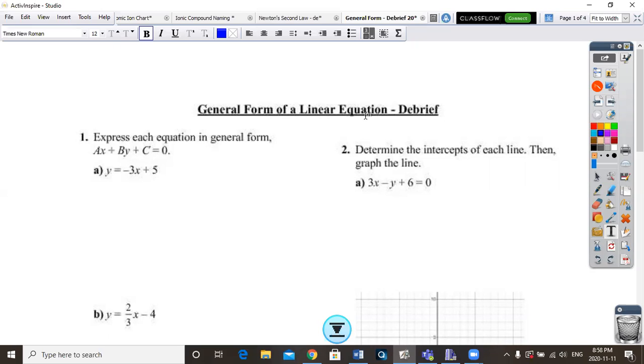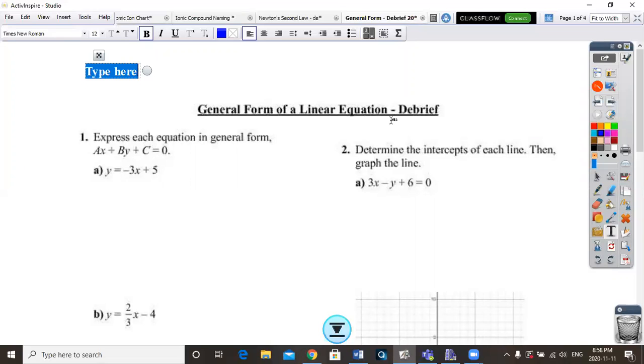So in today's lesson, we're going to be going over the learning that you did regarding the general form of a linear equation. So hopefully the notes that you got on Teams and the examples were clear. So we're going to start off with just reviewing the general form of a linear equation.